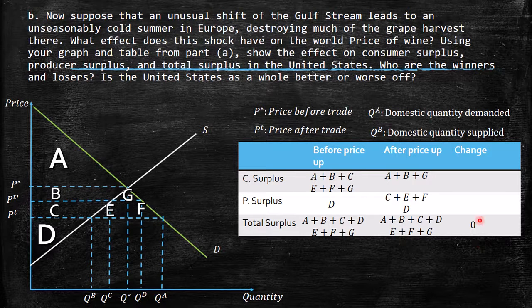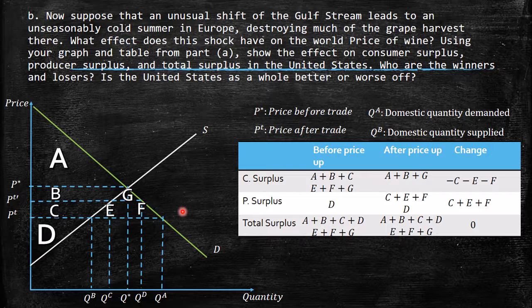So naturally the change is going to be minus E and minus F. Okay, so here the change, the producers, they're going to be better off, but not by E plus F. The change is going to be C. So the producer surplus is going to be better by C, so that's going to be better off. Consumers, they're going to be worse off because they will lose all this, and the total change is going to be minus E and F.